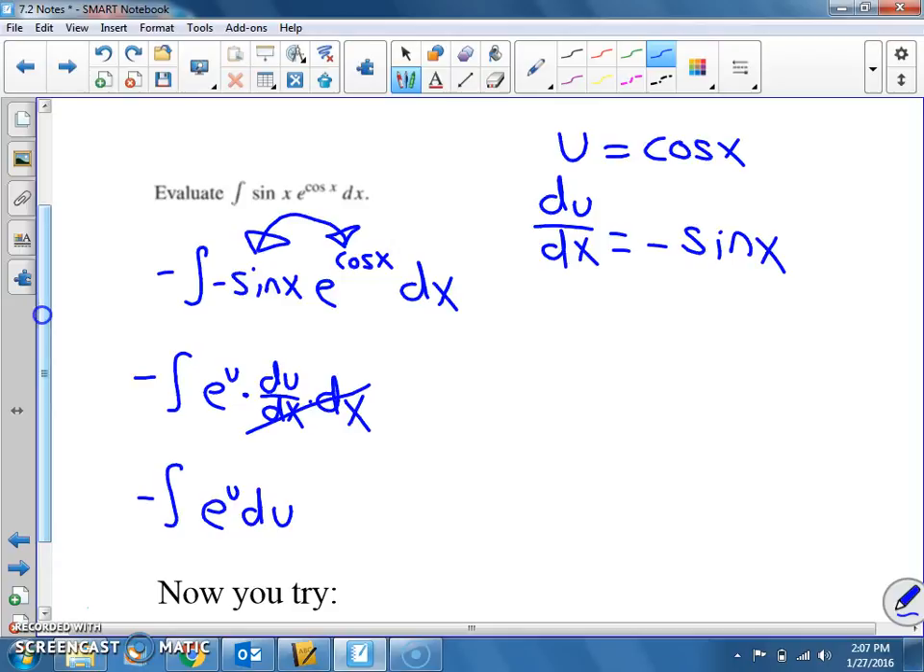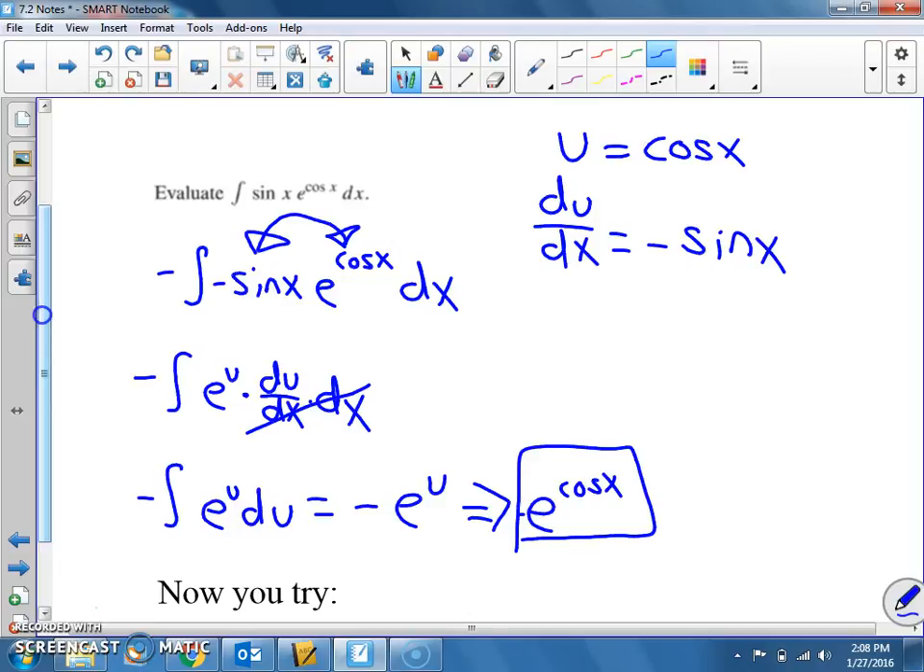What is the antiderivative of e to the u? E to the u, right? So my answer is going to be negative. We can't forget about that negative out front. E to the u. What was u? Which was cosine of x. That is the antiderivative of it. There's a negative in there. Negative e to the cosine of x.